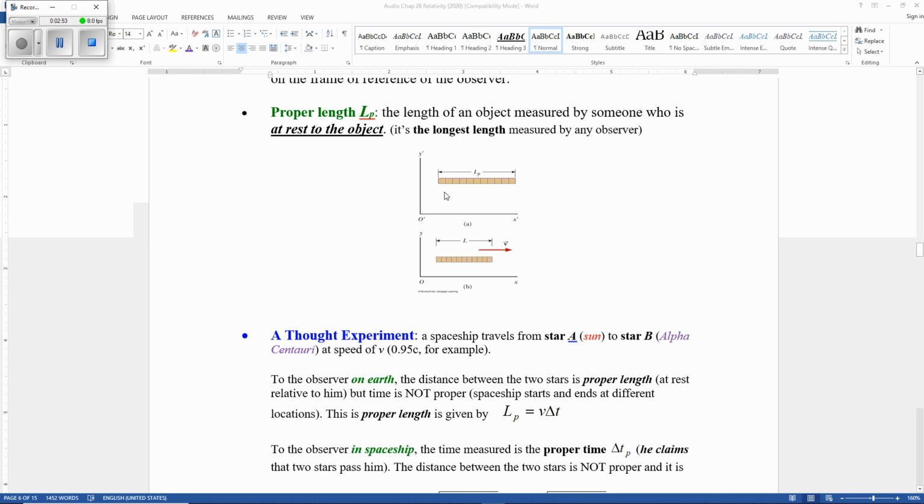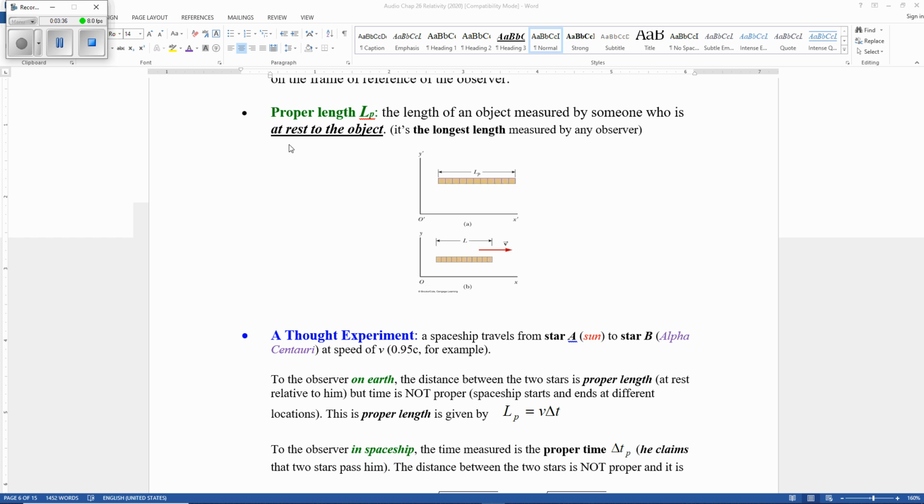Okay, so let's assume you have a ruler. Let's just say the ruler is inside of an airplane or inside a spaceship flying this way. Inside, the pilot measures the size called the proper length, right? Because he is at rest to the object. Now, if we measure from the Earth, we see the ruler flying. So our measurement is not proper, because this ruler is not at rest to us.